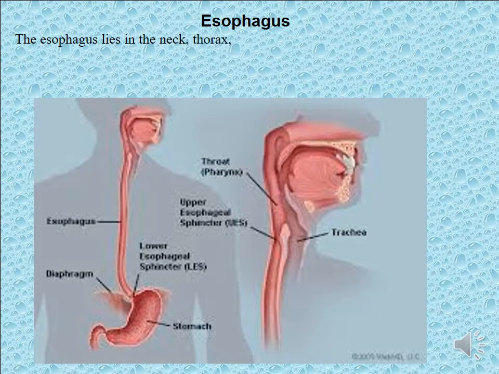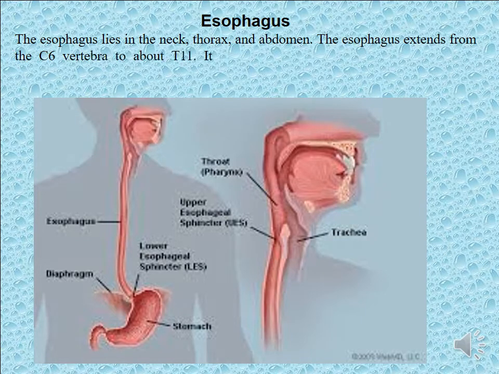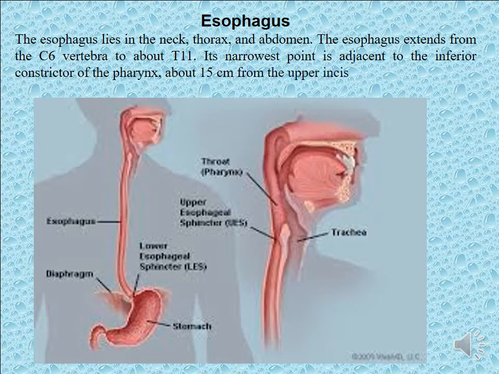Beneath the trachea, we have the esophagus. The esophagus lies in the neck, thorax, and abdomen. The esophagus extends from the C6 vertebra to about T11. That is a narrow point, adjacent to the inferior constrictor of the pharynx, about 15 centimeters from the upper incisor teeth. It extends in the neck, in the chest, and in the abdomen to the stomach.